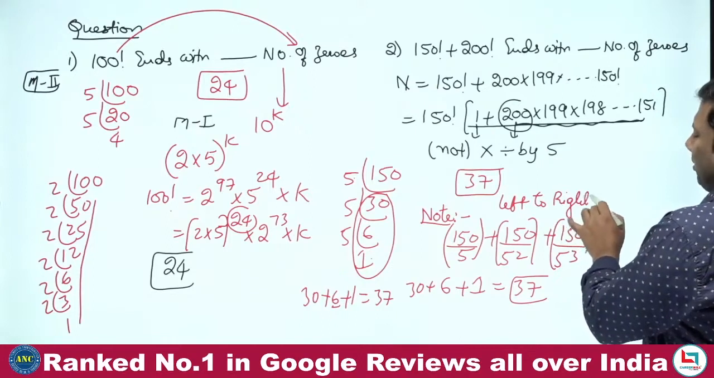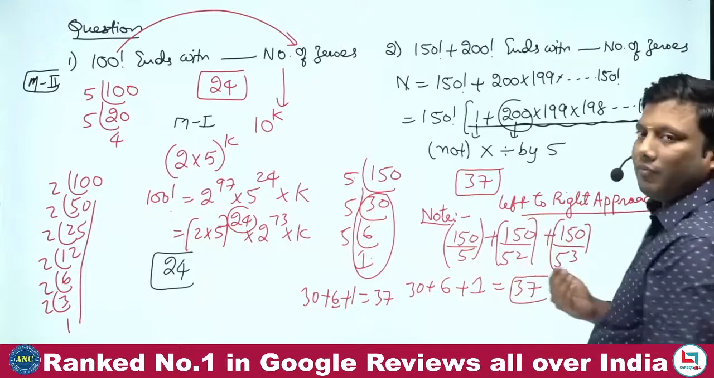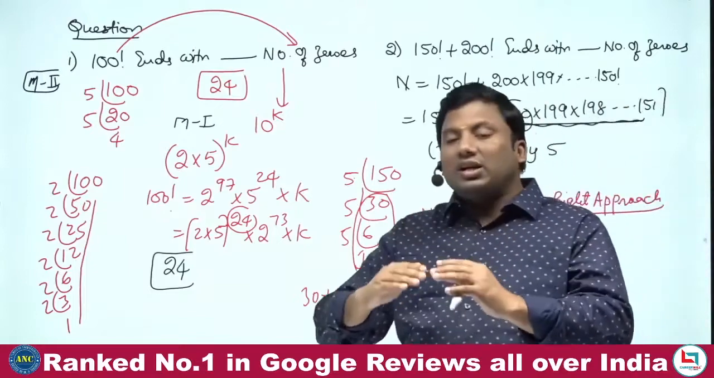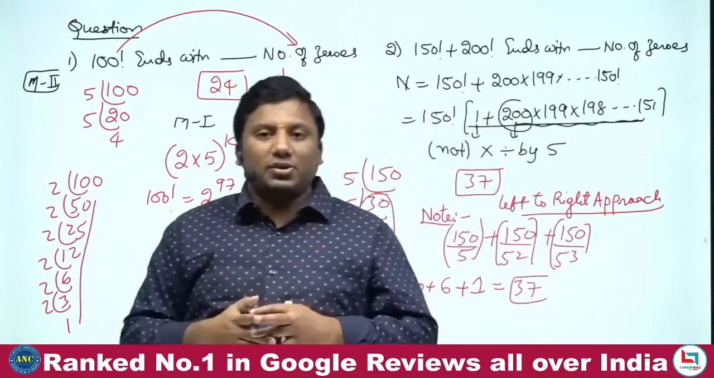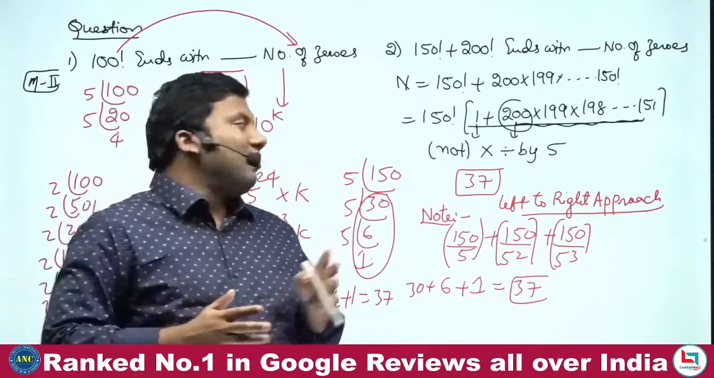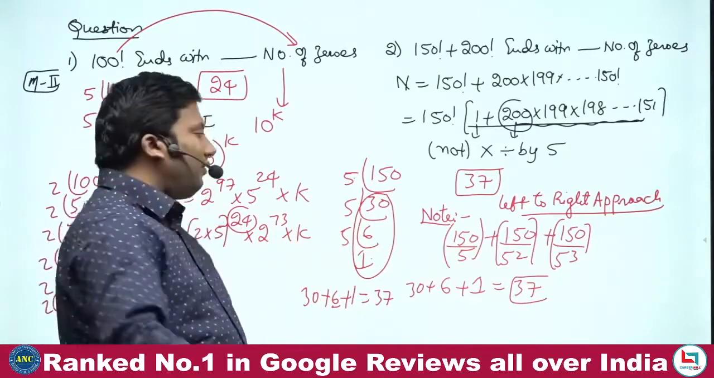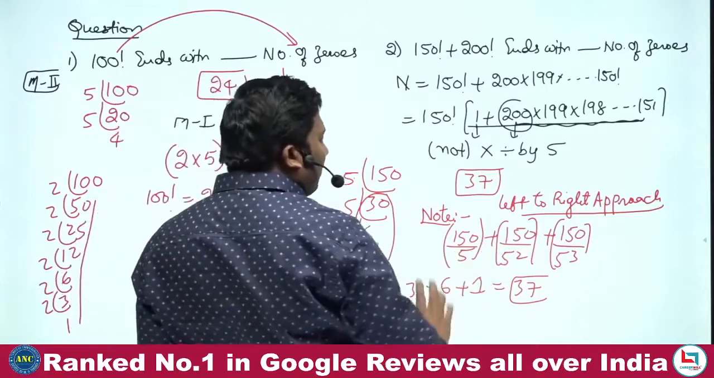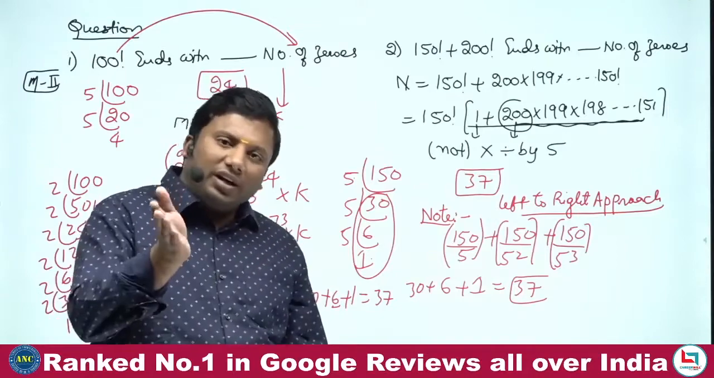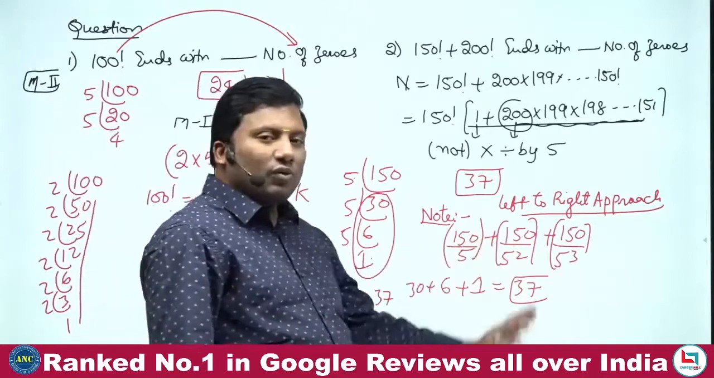In a left to right approach, what am I doing? First I am dividing 150 by 5, which is 30. What does this 30 denote? There are 30 multiples of 5: 5 ones are 5, 5 twos are 10, 5 threes are 15, 5 30s are 150. Then even in the power of 25, there is a power of 5. There are 6 multiples of 25: 25 ones are 25, 25 twos are 50, 25 threes are 75, 25 6s are 150.